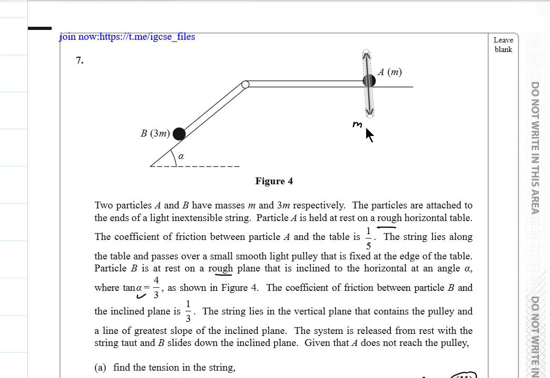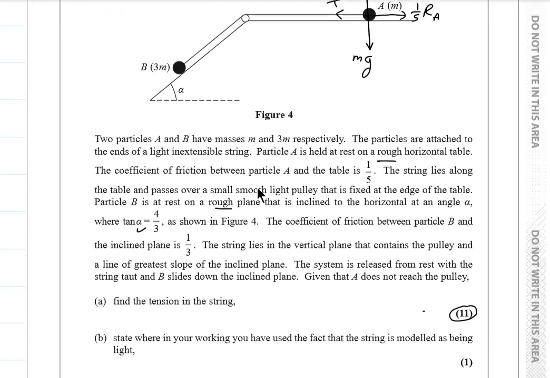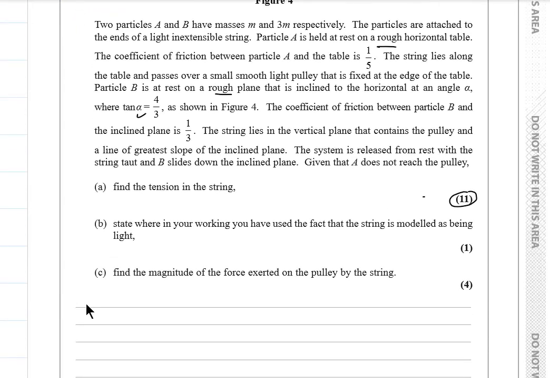The weight of the particle we have here is mg, and of course this is the reaction for particle A. We have tension in this direction, and we have here the friction, 1/5 R_A, which is mu R. So for particle A in the vertical direction, we have equilibrium: R_A above equals mg below.